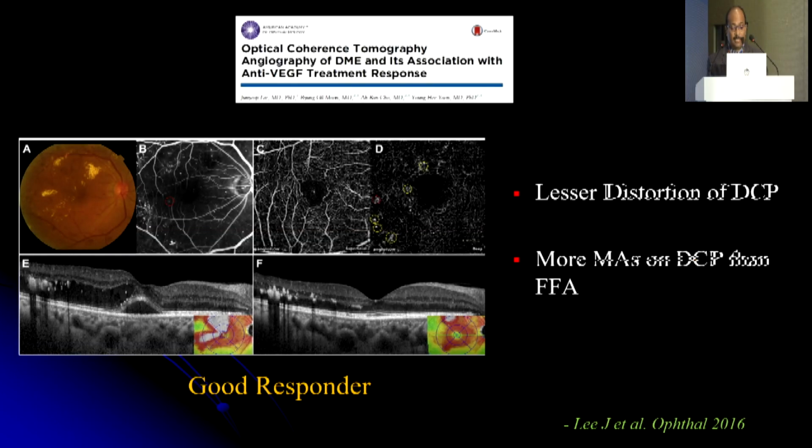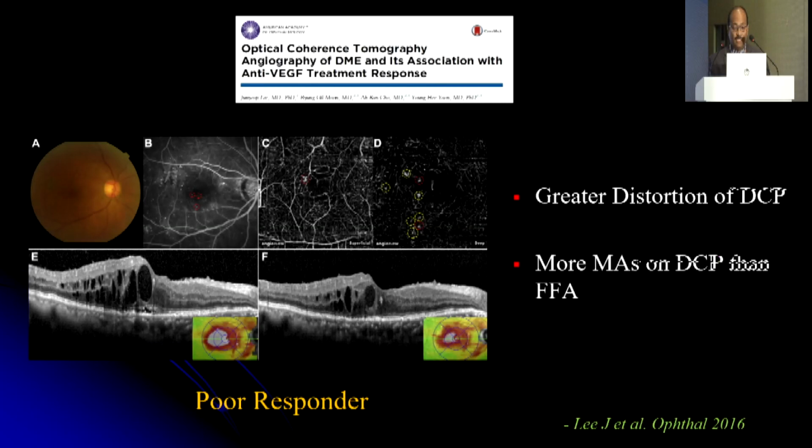So you see here a good responder, an example with lesser distortion of the deep capillary plexus and more microaneurysms being shown on DCP than the fluorescein angiography. Similarly, in a poor responder, there was greater distortion of DCP and again more microaneurysms on DCP than FFA.